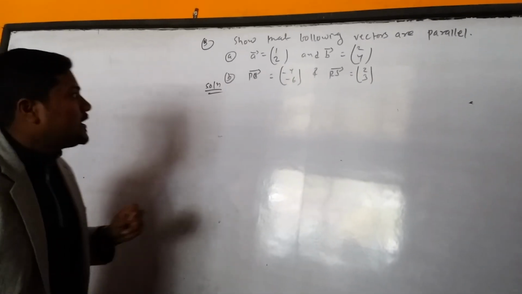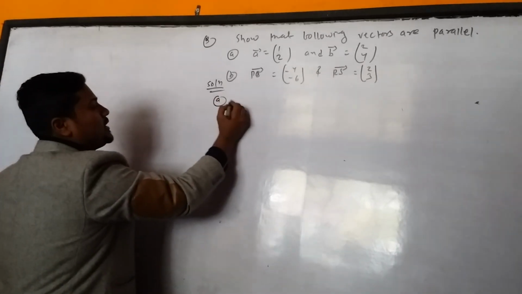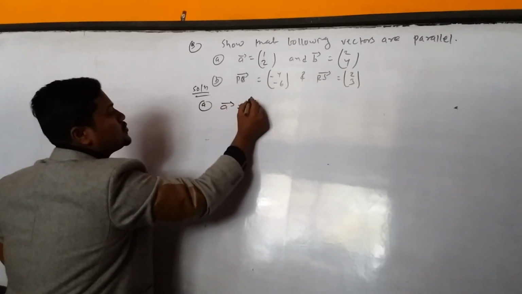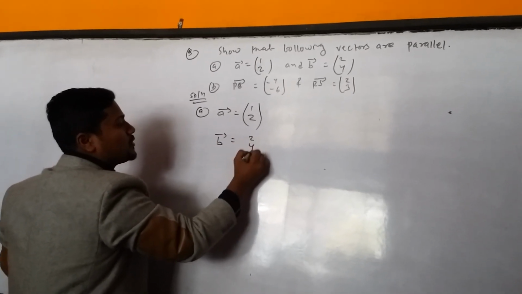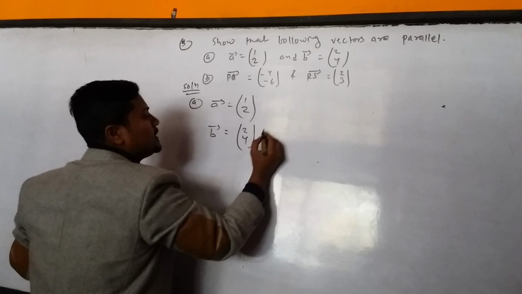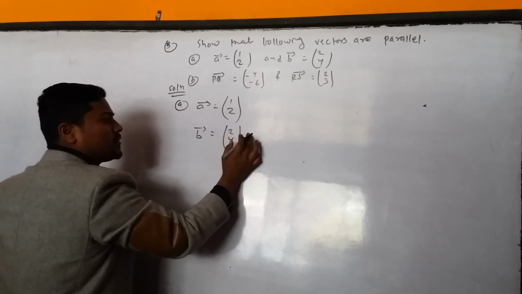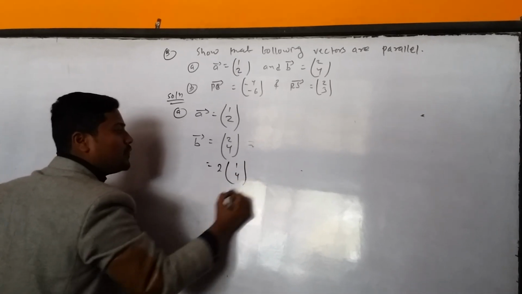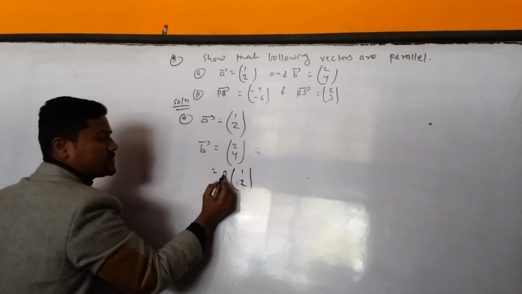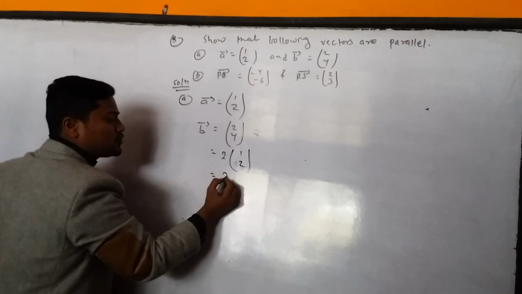Question 1a, solution is very easy. A vector is given as 1, 2 and B vector is given as 2, 4. So what can we take common from here? 2. We can take 2 common, then what remains here? 1, 2. Yes, 1, 2 only remains, because 2 times 2 is 4. So now 2 here.